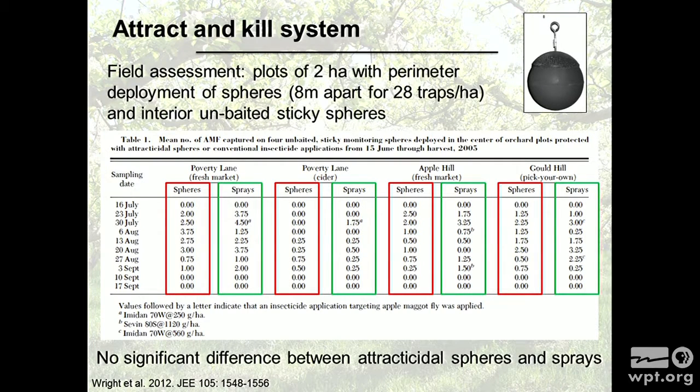So this was, again, done in the lab, and so what they did is they went into the field. So they did field assessments. The plots were 2 hectares, and they had 4 different farms. And they did a perimeter deployment, 8 meters apart for 28 traps total per hectare. Okay, so perimeter trapping. And in the middle of that, they put the unbaited regular sticky sphere just to have a way of checking the population, just as I mentioned before for trap out, you would put those spheres in the interior to see that your perimeter trapping is actually working.